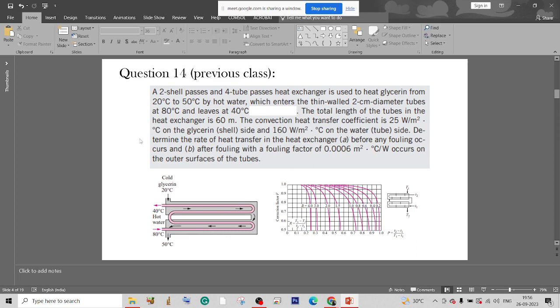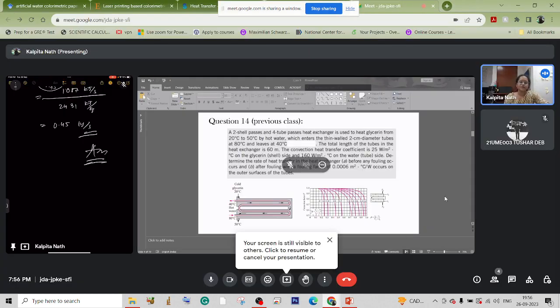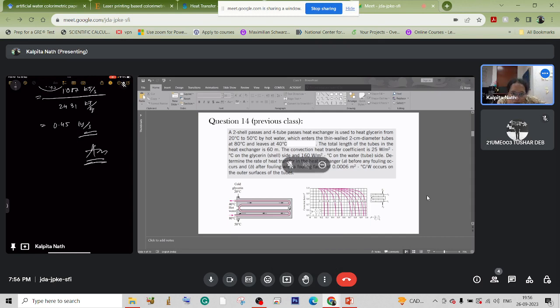Now determine the rate of heat transfer in the heat exchanger before any fouling occurs, and if fouling occurs and the fouling factor is 0.0006 meter square degree Celsius upon watt on the outer surface of the tube. So for the two cases we need to find out. I'll give you 2 minutes to solve this and then we'll proceed with the solution. I'll be right back in 2 minutes.